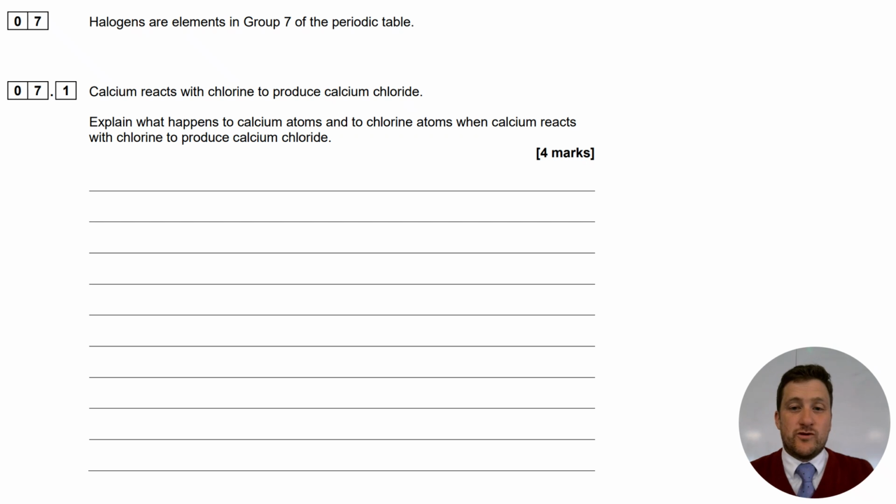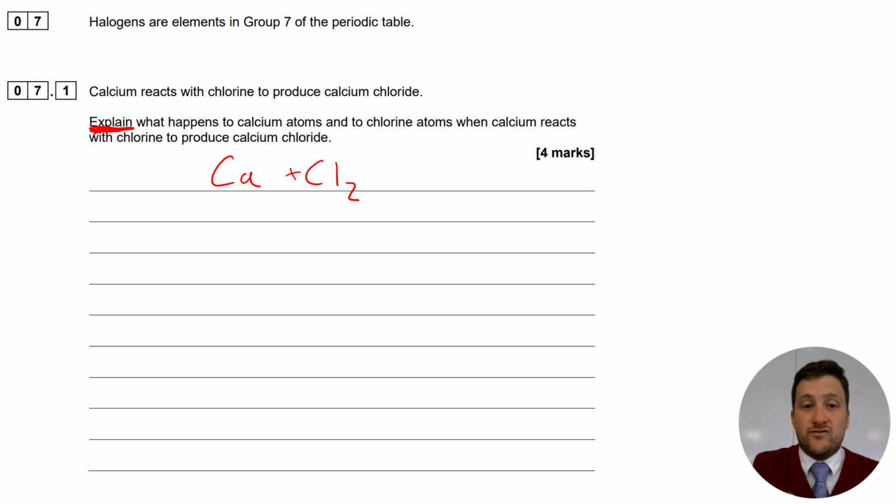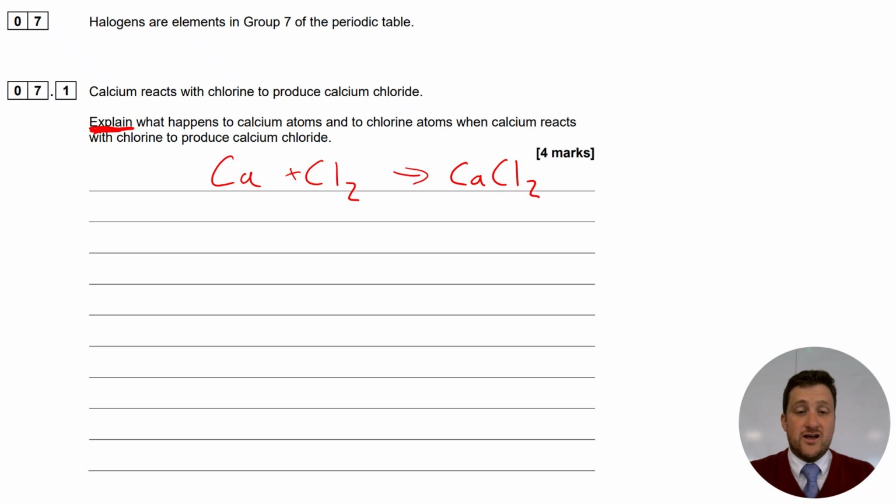Okay, question number 7. We're getting towards the end of our paper now. Calcium reacts with chlorine to produce calcium chloride. Explain, so we're going to be using our so and because words, what happens to calcium atoms and to chlorine atoms when calcium reacts with chlorine to produce calcium chloride. For me, the best start is think of your equations. How are we going to write this? Well, this is a calcium atom and this is a chlorine molecule, and if those react together, they are going to form calcium chloride.